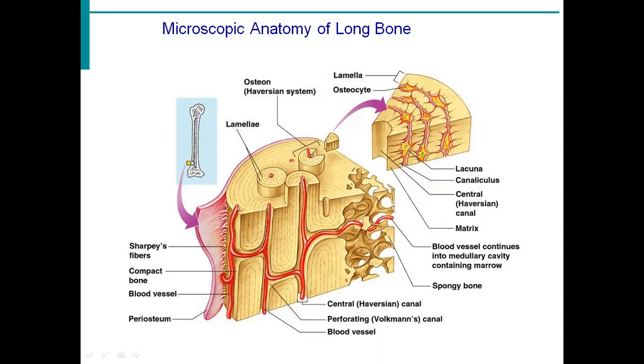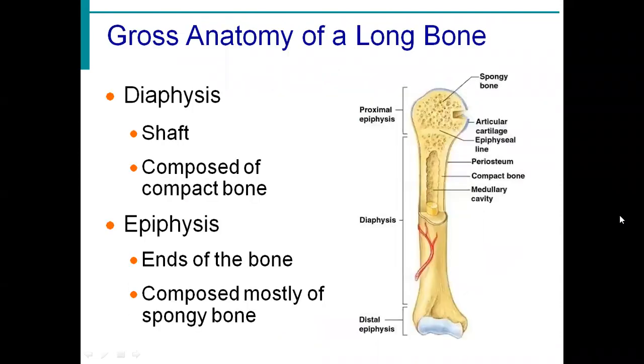In the last video, I discussed the microscopic anatomy of long bone. In that video, I mentioned the specific terms for the histological structure of long bone. The gross anatomy of a long bone consists of two parts.